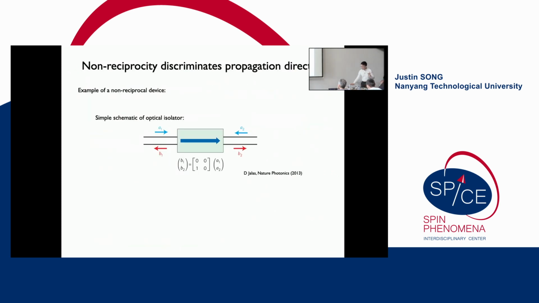I'll be using one word a fair amount, and it's non-reciprocity. I just want to make sure that everyone knows what non-reciprocity is. Basically, it's the ability to discriminate between forward and backward. So in this case, if I have something going in the A1 direction, B2 will come out. But A2 going in this direction, B1 does not come out. That's just what non-reciprocity is.